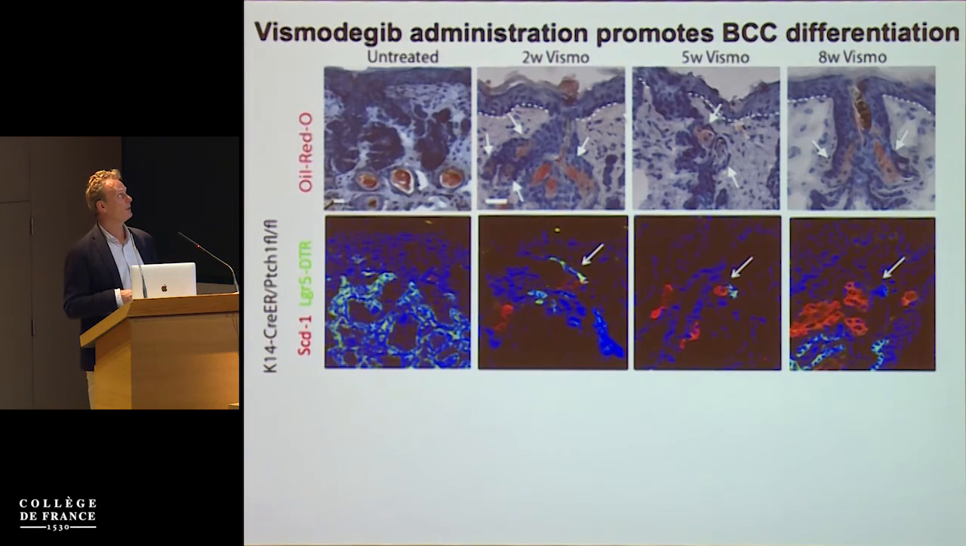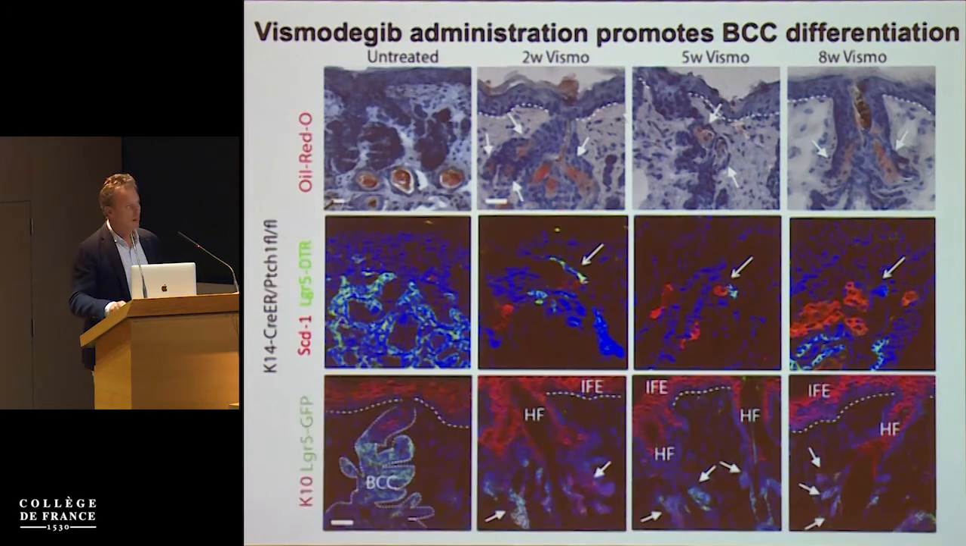And when you check on the tissue, you realize that the tumor cells indeed differentiate into two types of fate. The first fate is the sebaceous-like fate, and you see that here with Oil Red O staining or SCD1 staining, in which the cells express this marker. A third differentiation pathway that occurs here is the interfollicular epidermis, with the suprabasal expression of keratin 10, which begins to be expressed within the tumor upon vismodegib treatment.